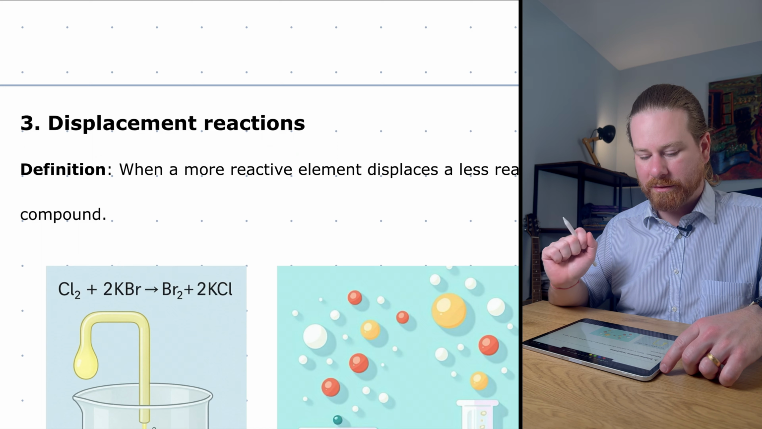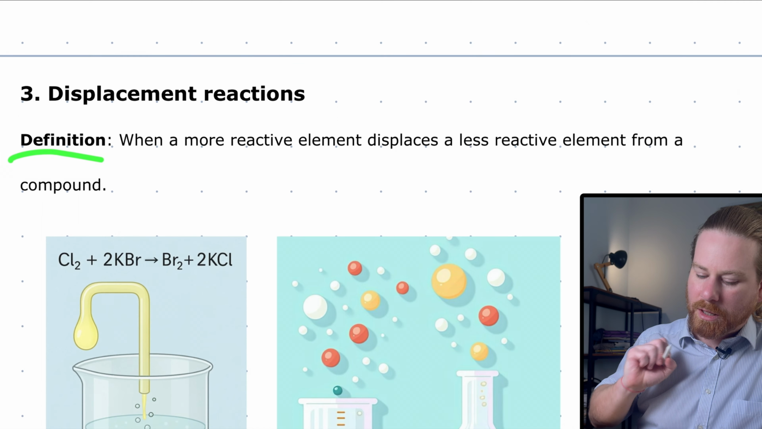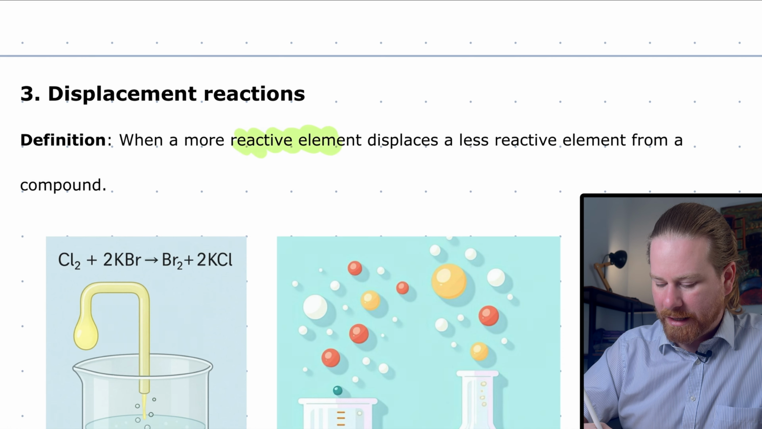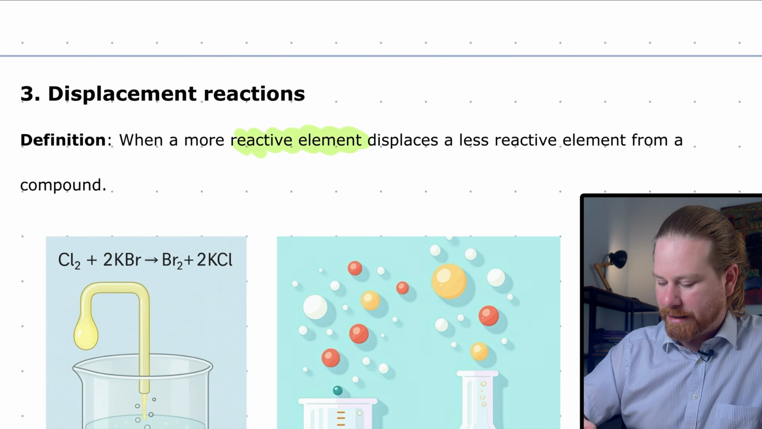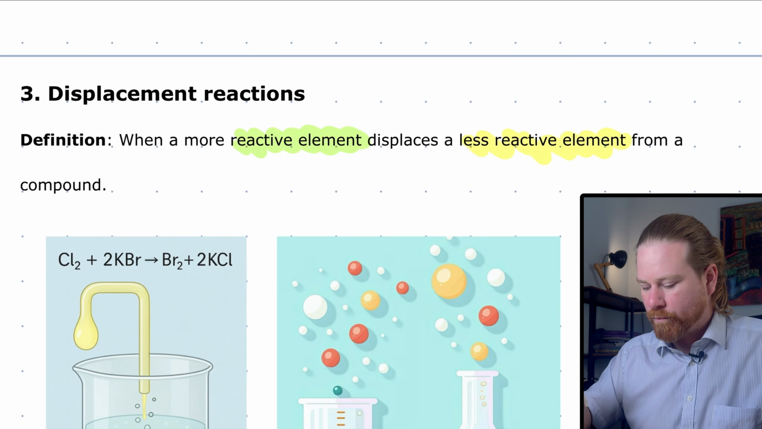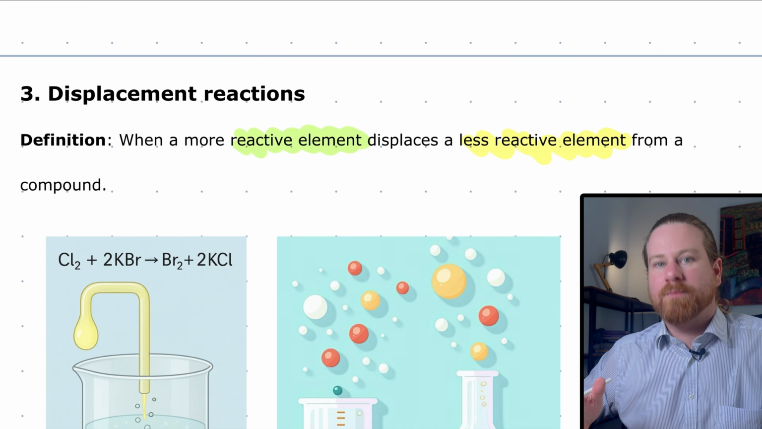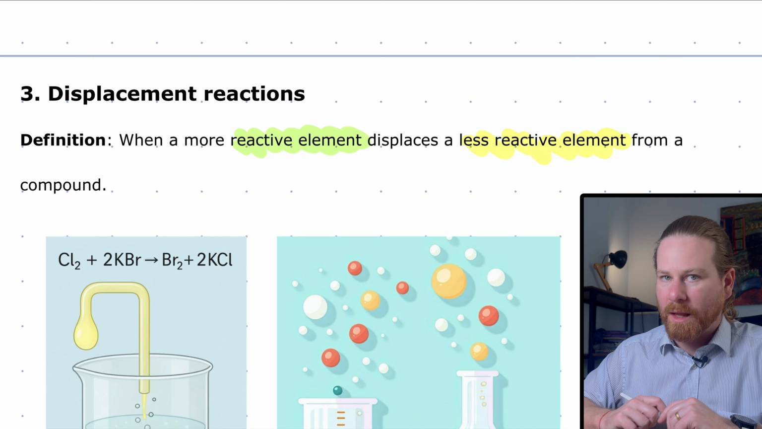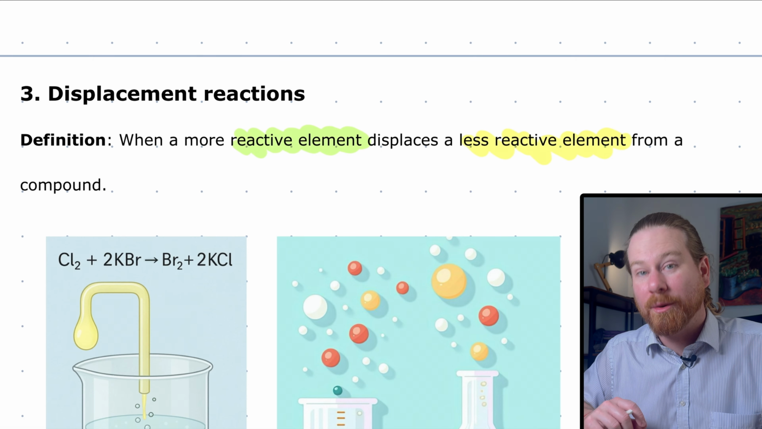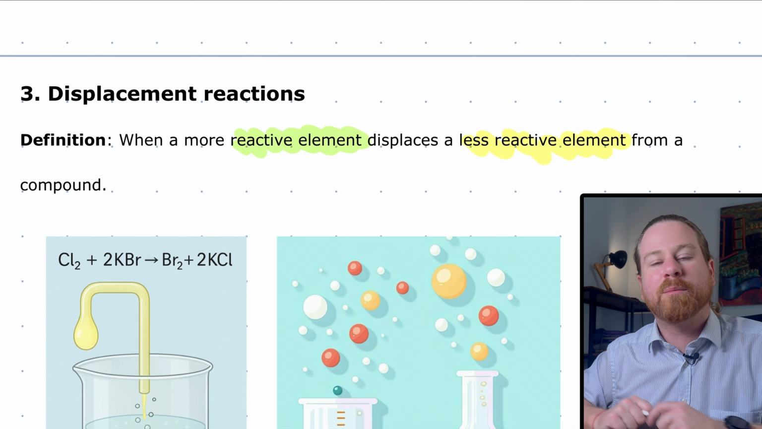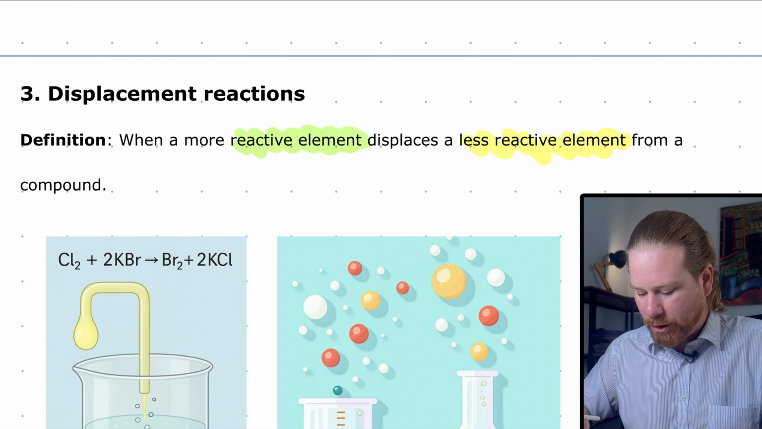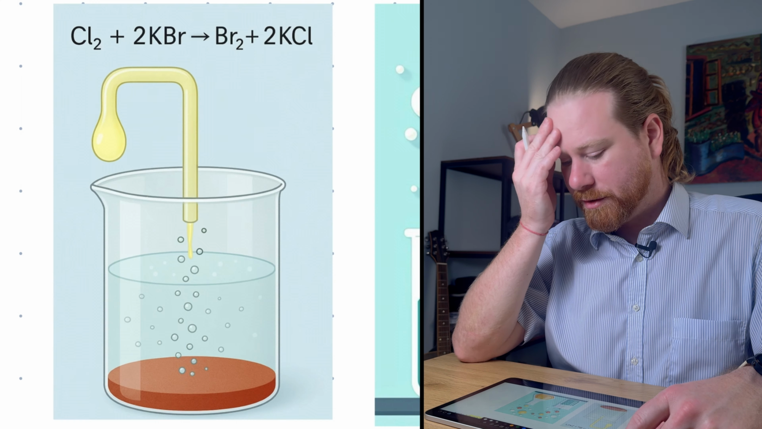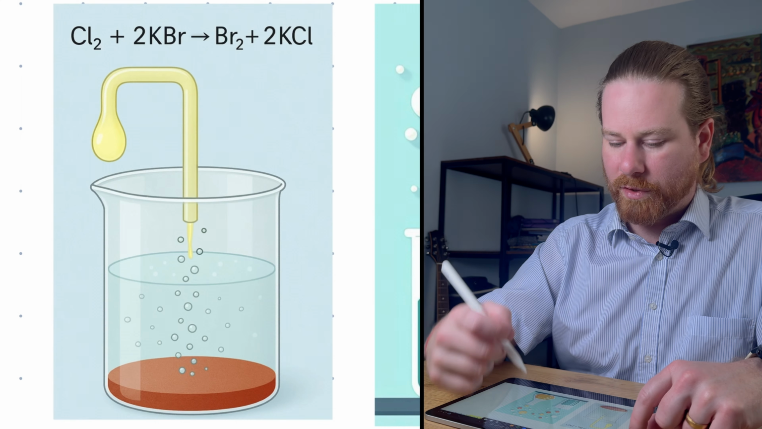On to the displacement reaction. First of all, we've got our definition here. A displacement reaction is when a more reactive element displaces a less reactive element from a compound. You compare the reactivities between the two elements, and if the more reactive element is not in the compound, it displaces the other element out of its compound. Here we have a couple of AI generated images that we will talk through.